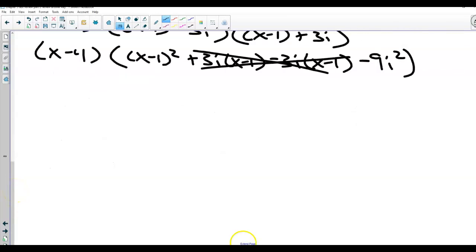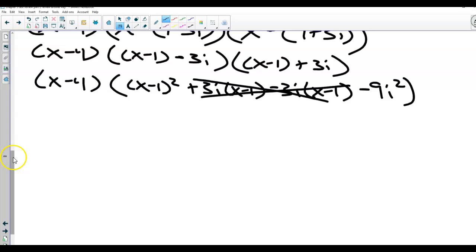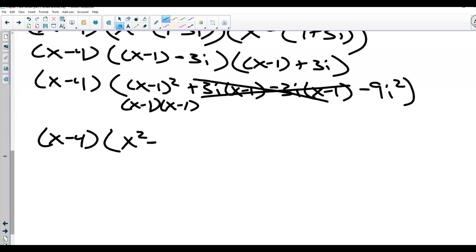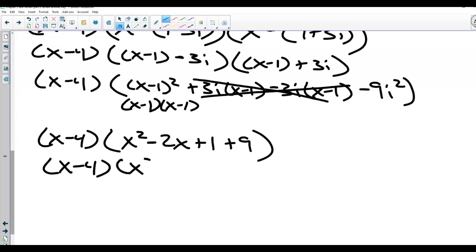Now we need to FOIL the x minus 1 squared out. X minus 1 squared is x minus 1 times x minus 1. So x minus 4 times x squared minus 2x plus 1 when you FOIL it out. Negative 9, i squared is a negative 1. You should know i squared equals negative 1. Negative 1 times negative 9 is 9. So we're multiplying x minus 4 to x squared minus 2x plus 10.